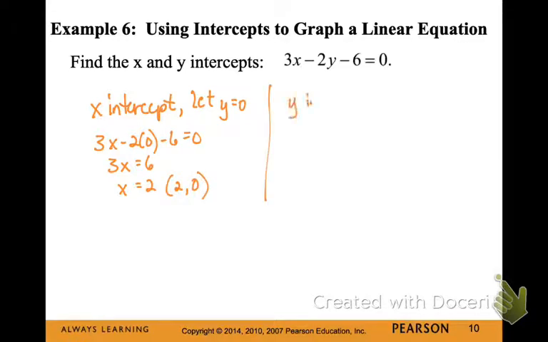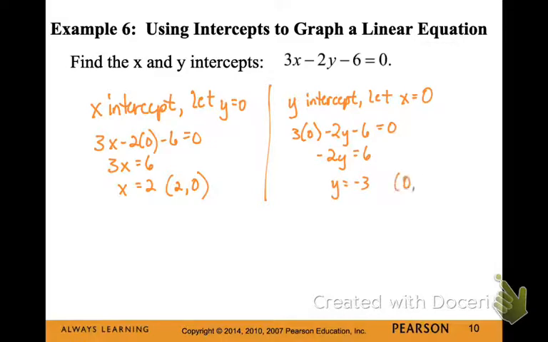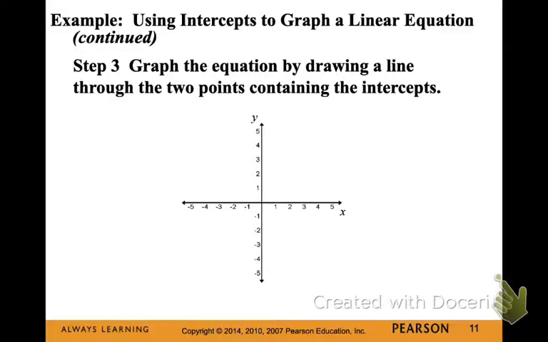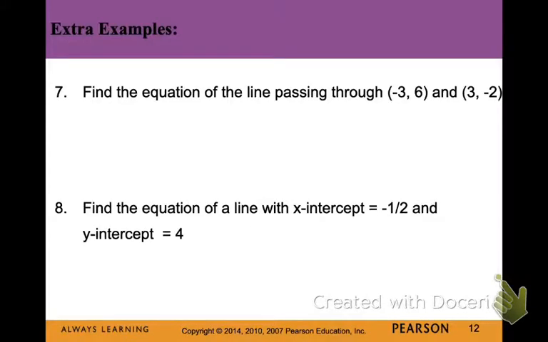And then for our y-intercept, you know the drill, we're going to let x equal 0. So 3 times 0 minus 2y minus 6, and then just solve for y. So our y-intercept is the point (0, -3). Now, it is easy to graph a line from the intercepts, so I'll rewrite those here, (2, 0) and (0, -3), and graph them. And you only need 2 points to graph a line. So it's easy to graph a line from the x and the y-intercepts together.